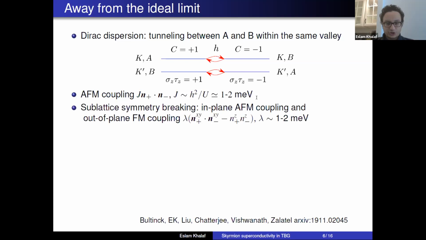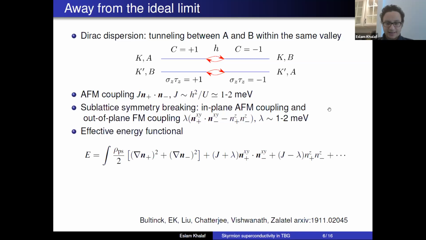The other effect, which is a sublattice symmetry breaking, the fact that these wave functions are not completely polarized on one sublattice or the other, means that even 2 wave functions living on opposite sublattices still have a finite overlap. And in the pseudospin language, this turns out to be an antiferromagnetic coupling in plane and a ferromagnetic coupling out of the plane. And it's also the same order of magnitude, around 1 MeV.